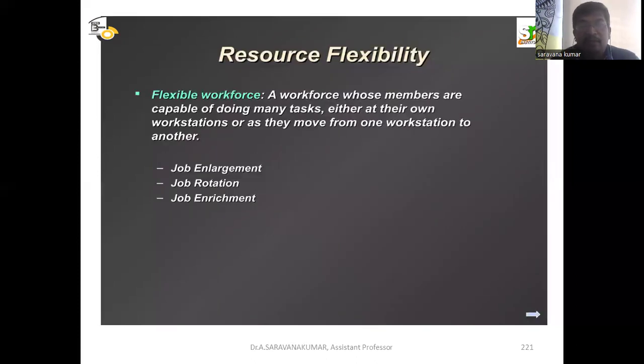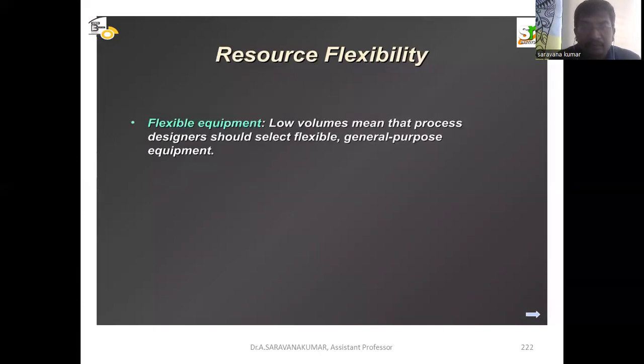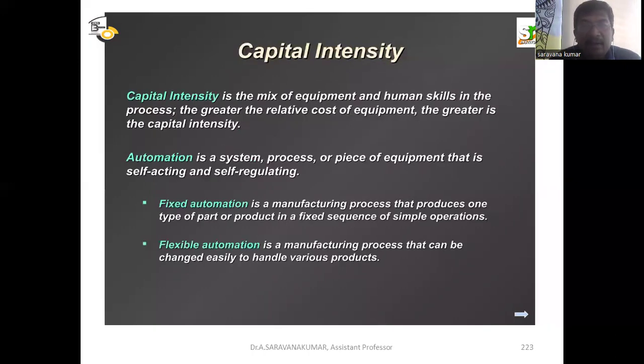So resource flexibility, flexible workforce: a workforce whose members are capable of doing many tasks, either at their own workstation or as they move from one workstation to another. That is job enlargement, job rotation, and job enrichment. So these are the resource flexibility. The flexible equipment: low volume means that the process designer should select flexible general purpose equipment. Capital intensity is the mix of equipment and human skills in the process. The greater the relative cost of equipment, the greater is the capital intensity.